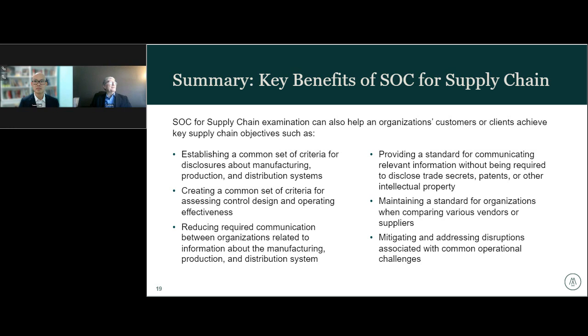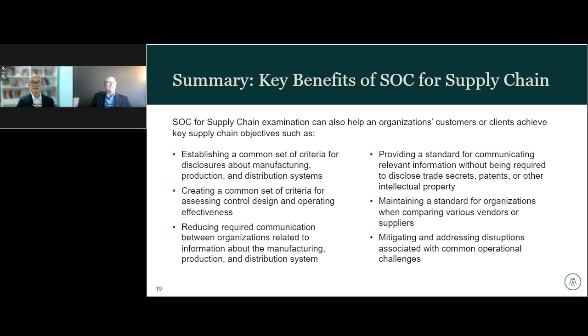So the number one reason it makes companies comparable is that you do have a common set of criteria for disclosures about manufacturing, production, and distribution systems. And again, the great thing about SOC reports is they're very good at evaluating non-numerical, non-financial data. It does provide that common set of data for assessing control designs and operating effectiveness.